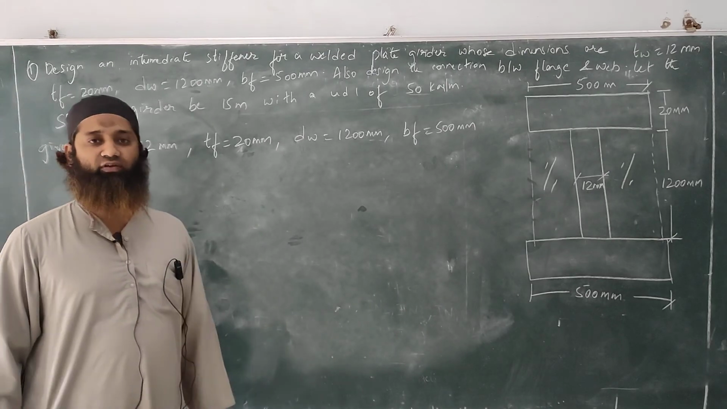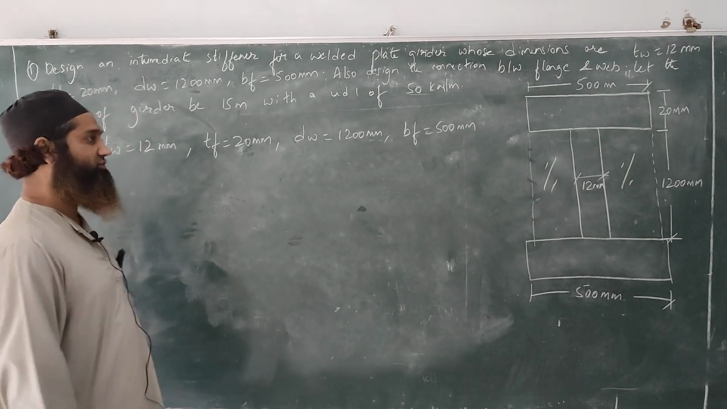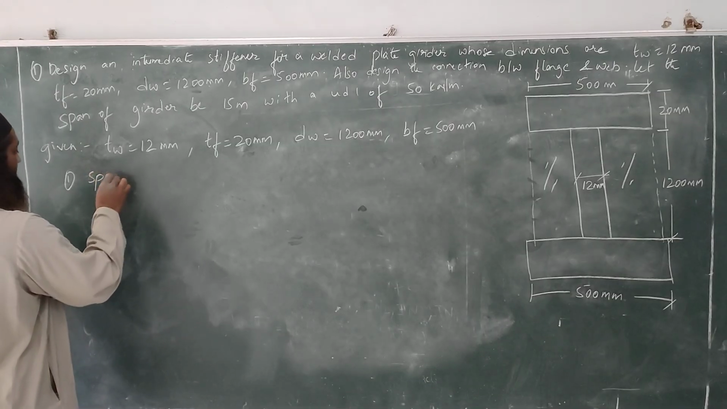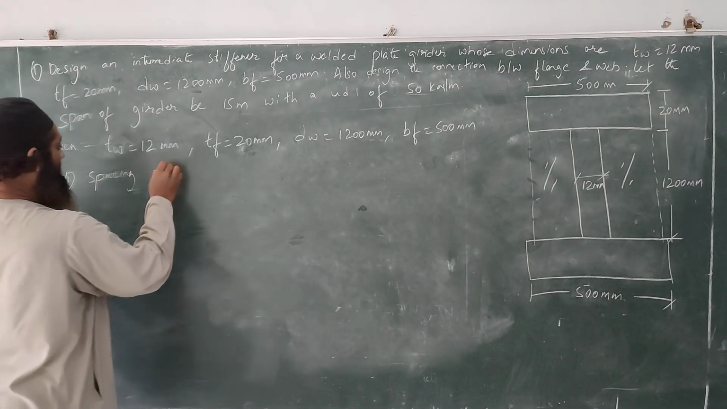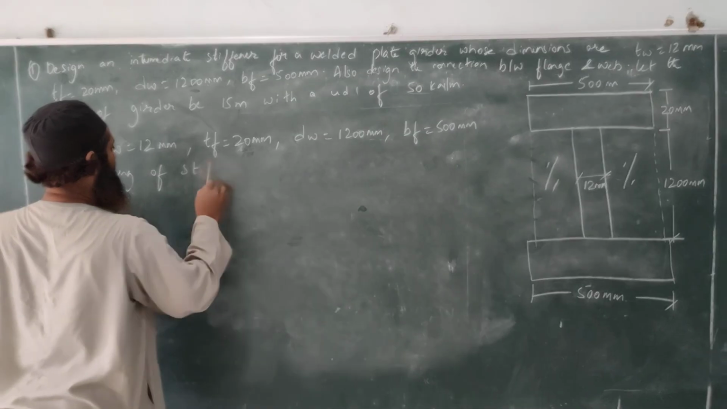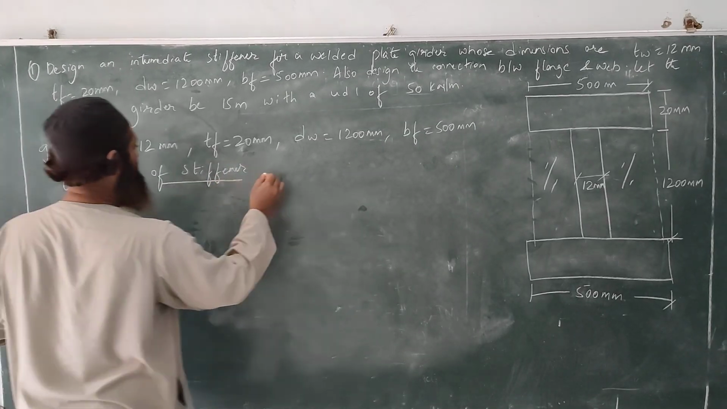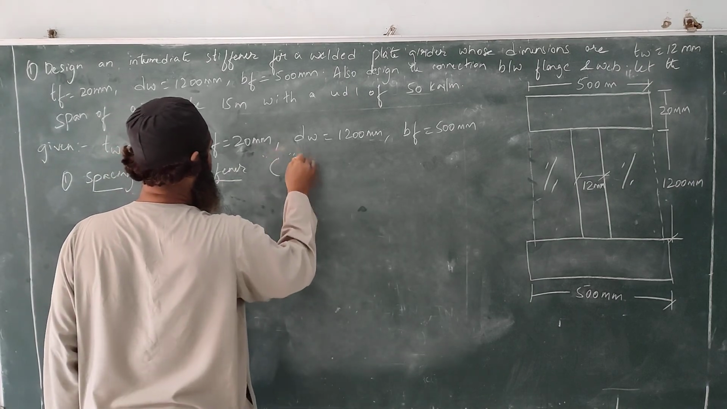Now the first thing we'll see is the spacing of the stiffener. This is step 1. Please remember this, spacing of stiffener. Spacing of stiffener is denoted by C. Let us see what this is.